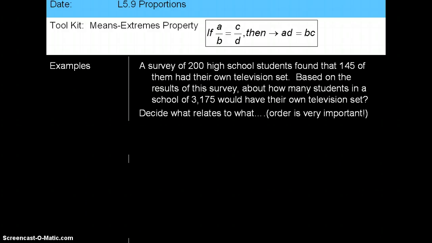So we need to decide what relates to what. Keep in mind that order is really important. You have to pick an order and stick with it. So at this point, I'm going to ask you to try and determine the relationships involved with this on your own. So press pause, take a moment to do it. And we'll take a look at a few different options after you've tried it on your own first.